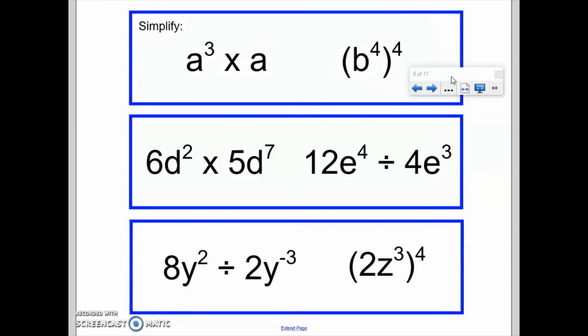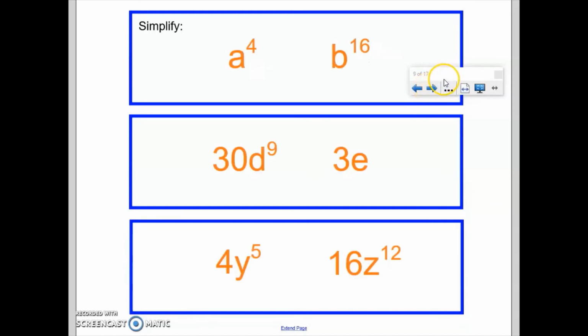Okay, I've placed 6 questions on the screen. I would like you to pause the video at this point. I would like you to answer all 6 questions, simplifying the indices, showing me your full working out for each question. Could you pause the video now, please? Okay, welcome back. I'll just go ahead and show you my answers. My answers look like this.